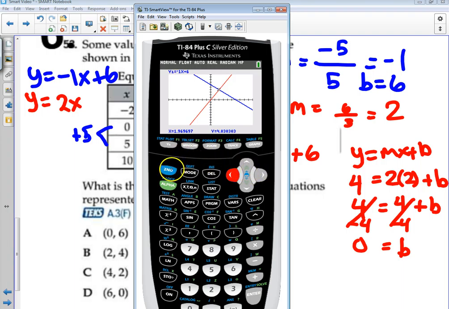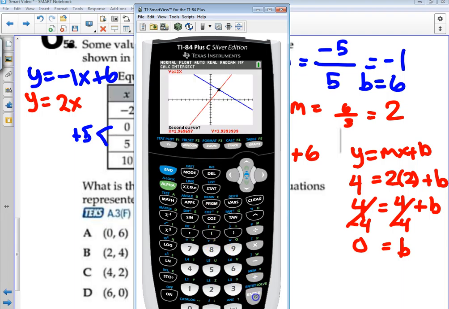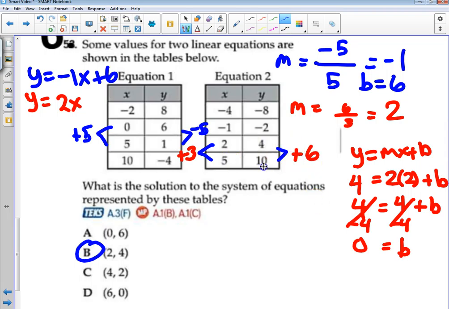So another way you could do is second, calculate. Number 5 is where they intersect, and press enter 3 times, 1, 2, 3. And you can see the point of intersection is there, so that is my answer. That's where both of them would be the same.